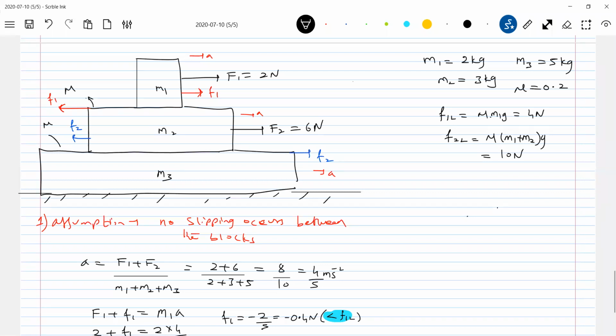the checking of F2, that one. F2 equals M3 into a. What is the value of M3? 5. Acceleration is how much? 4 by 5. So 4 Newton, I'm getting. So which is less than F2L. So what does it mean? No slipping occurs at M2 and M3.